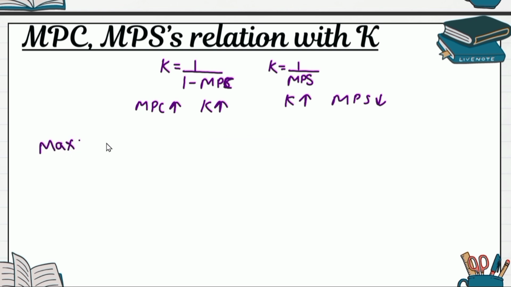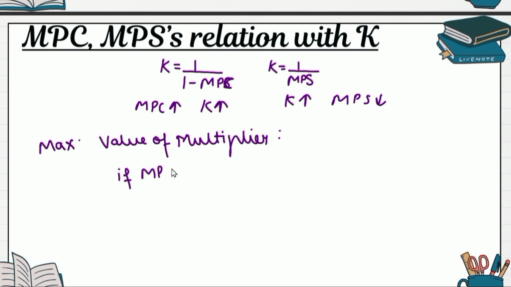Now what is the maximum value of multiplier? If MPC is 1, and MPC cannot be greater than 1, I hope you know this. If you don't know, then go back and read the concepts. If my MPC is 1, the value of multiplier would be infinity. And what does this represent? This represents that the economy decides to consume the whole of its additional income and not even a bit of national income is saved. And what is the minimum value of multiplier?